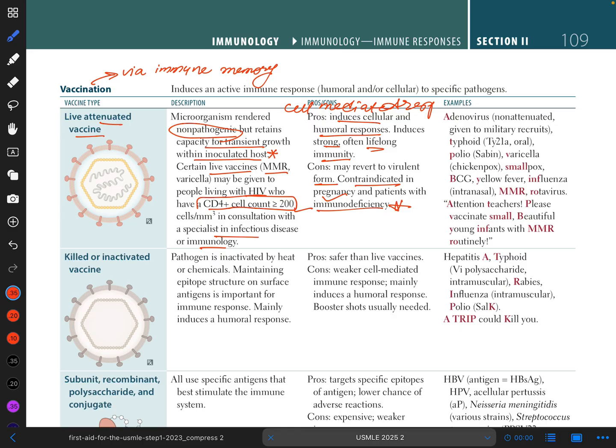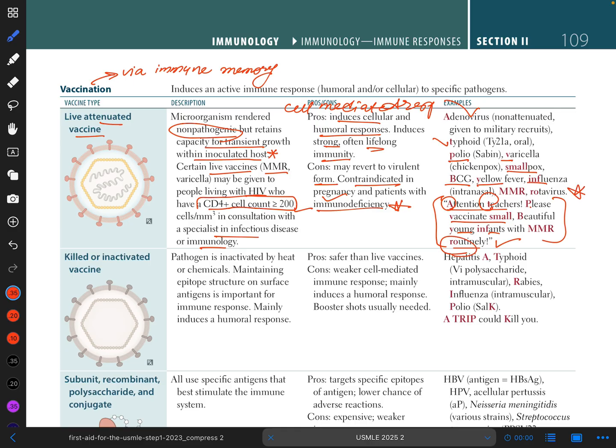We have examples, and for that we have a mnemonic: Attention teachers, please vaccinate small, beautiful young infants with MMR routinely on a daily basis. For the A, we have adenovirus. For the T, we have typhoid, P is polio, then vaccinate is varicella, small is smallpox, beautiful is BCG, young is yellow fever, infants is influenza, and then MMR is mumps, measles, rubella, and routinely means rotavirus.